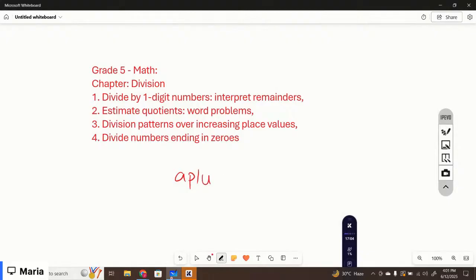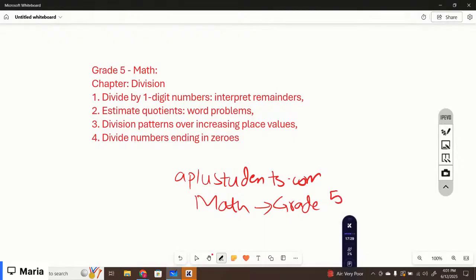You can find the lesson on students.com. We have recorded it there. Using your email address, and the password is provided for the newsletter, you have to select math from the subject tab, scroll down to grade 5 math, and then click on the lessons. There you can find the list of the chapters, where you can start with the chapter division.